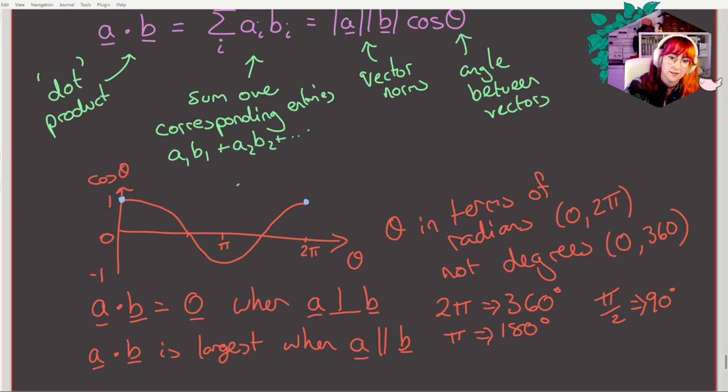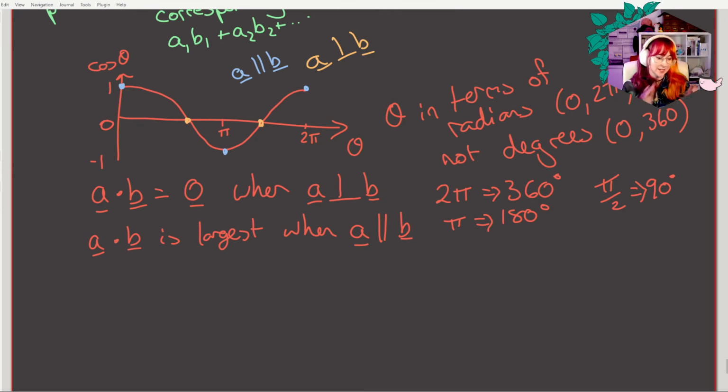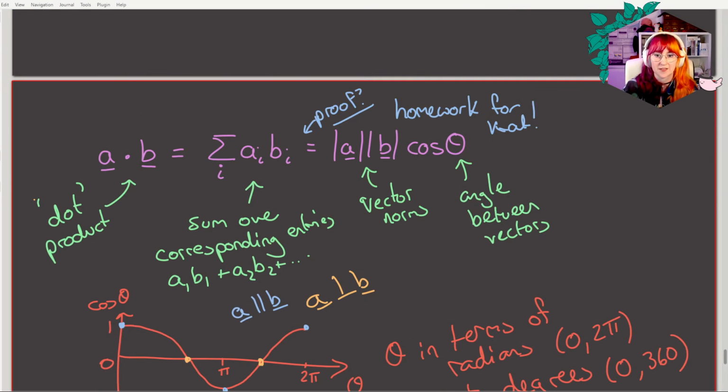So here and here, A is parallel to B, or anti-parallel. And when you are here and here, A is perpendicular to B. Okay? So that gives it's a measure of how aligned they are. So the biggest value you're going to get, where you just multiply the vector norms together, is when they are parallel, and the dot product is the same thing as multiplying their sizes together.